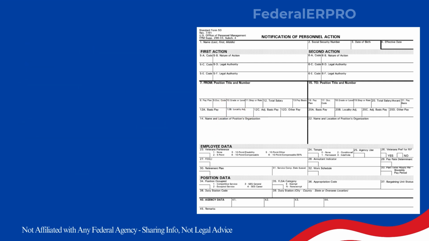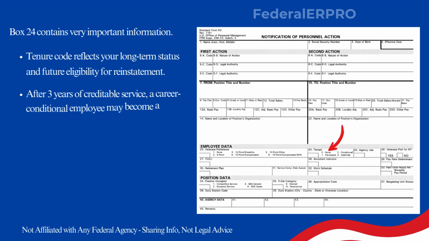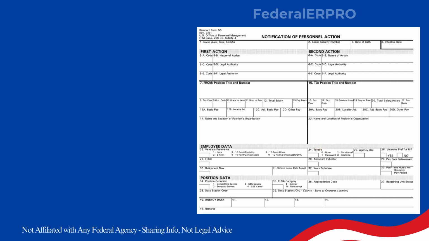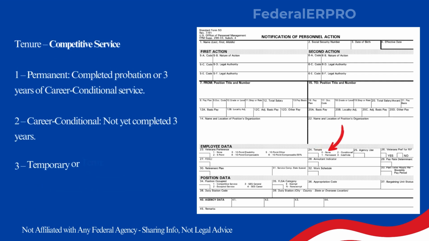Box 24 shows your tenure. Whether you are in the accepted service or competitive service will impact the meaning of the codes in this box. Career tenure, competitive service, makes you eligible for reinstatement if you leave federal service, which allows non-competitive eligibility for certain federal jobs. In the competitive service, Code 1 equals full career tenure. Code 2 equals career conditional. Code 3 equals temporary or term limited. Once you complete 3 years of creditable service, your SF-50 should update to reflect Code 1.